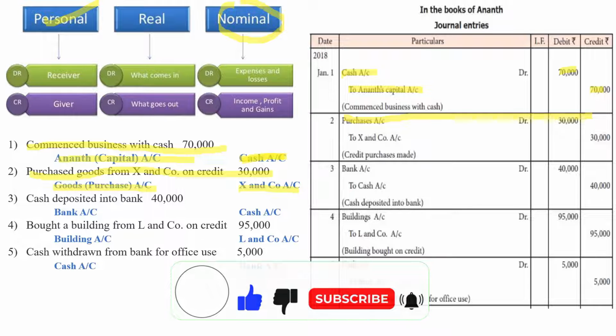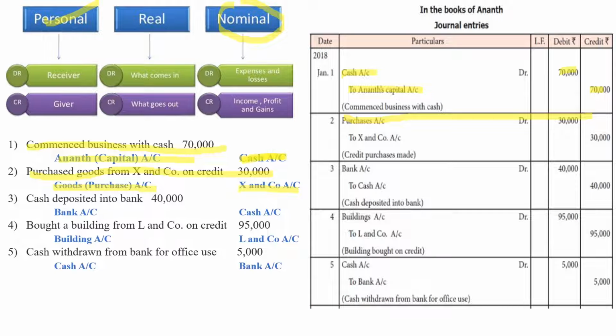$30,000, and X and Co. X and Co is the receiver or the giver? As this is an artificial person, and the rule is the same for real person and artificial person. Here X and Co is the giver, that's why it would be credited as $30,000.